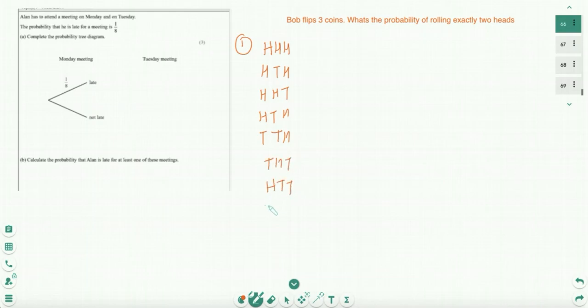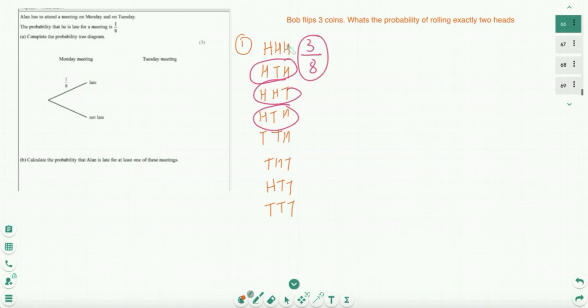Heads, tails, tails, and tails, tails, tails. So there are 8 ways, and each of these outcomes has an equal chance. You're just as likely to get heads, heads, heads as tails, tails, tails. Let's circle which ones give us exactly 2 heads. Well, this one, and this one. So it's 1, 2, 3, a 3 out of 8 chance, okay?